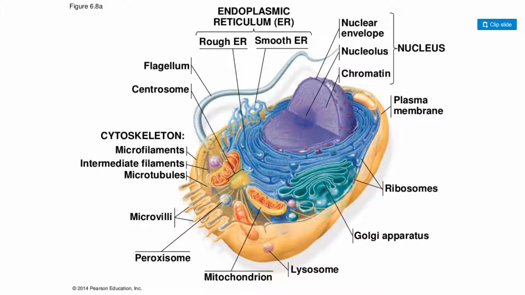The smooth ER does not have ribosomes attached to it, meaning it's not going to participate in the processing and the shipping of proteins, right? There aren't ribosomes attached to it. It isn't being fed proteins.